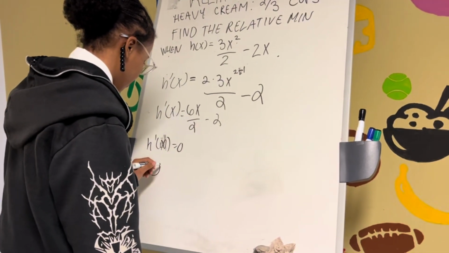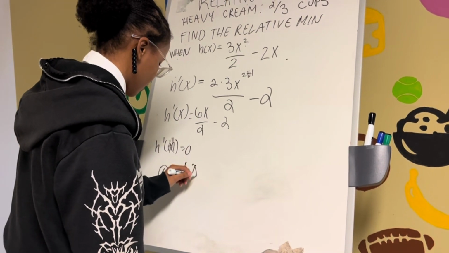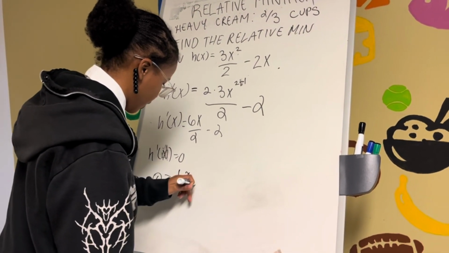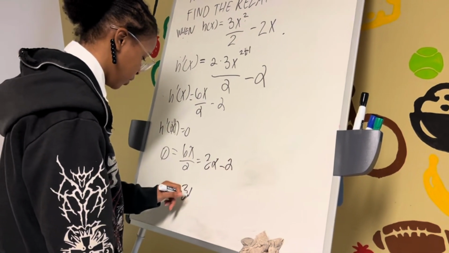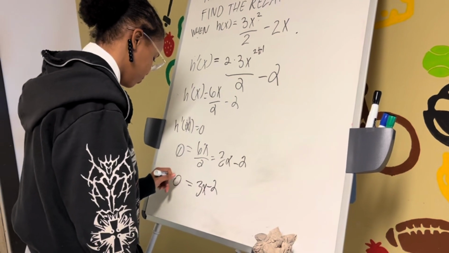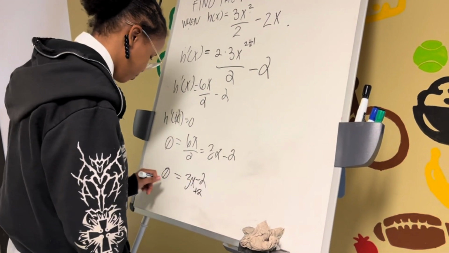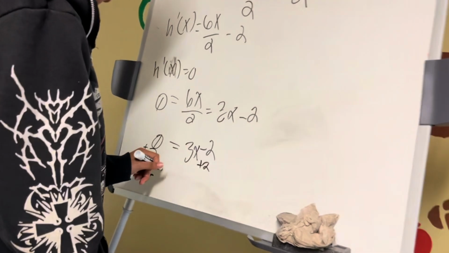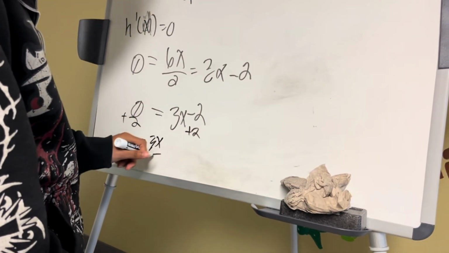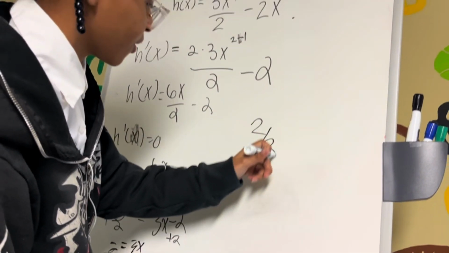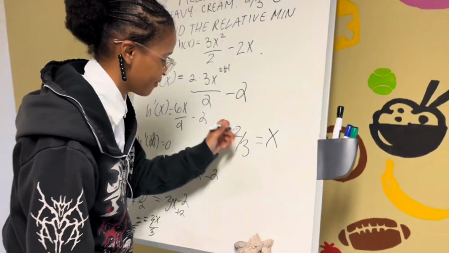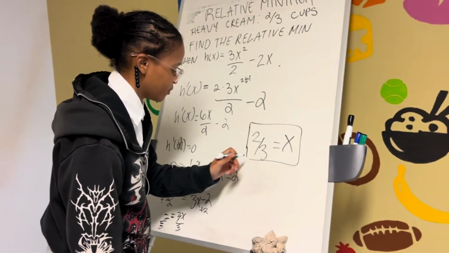So when h prime of x is equal to 0, 6x over 2, which is just 3x, minus 2. You need to find 3x minus 2, and 3x minus 2 is equal to 0 by adding 2 to both sides, and then dividing 3 on both sides to get 2/3 cups of heavy cream, which is the relative minimum for the equation. Thank you, Latrice, for solving our heavy cream. Now let's get started making our dip.